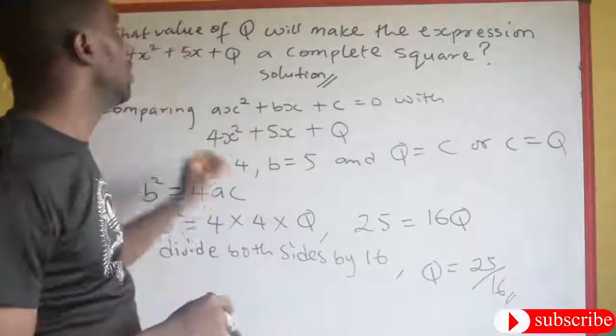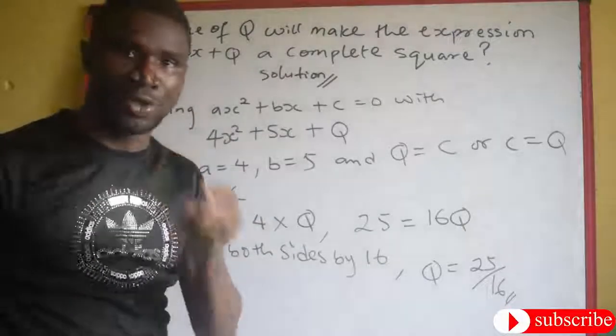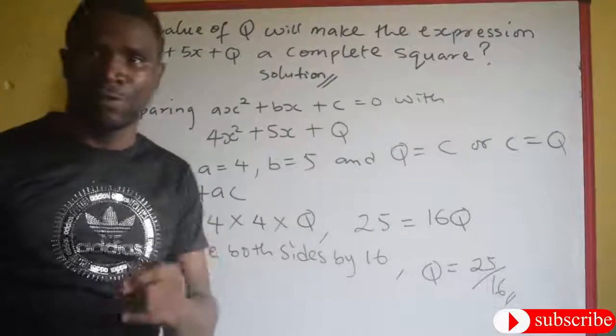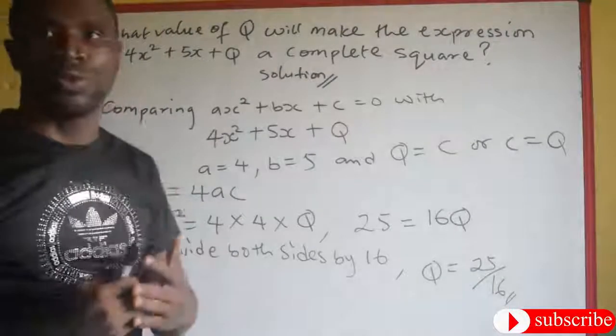So you have to know that a quadratic equation is said to be a perfect square if and only if b squared is equal to 4ac.